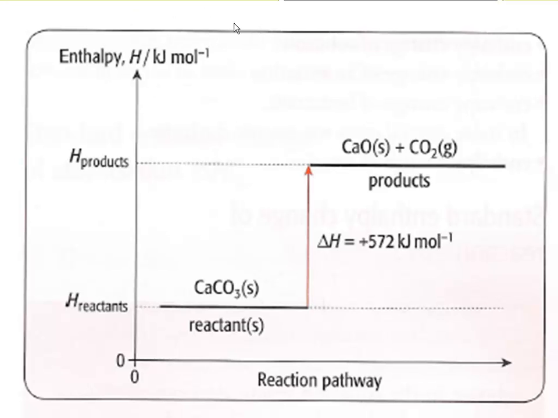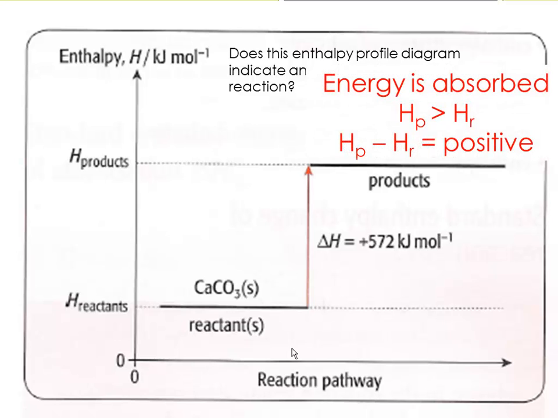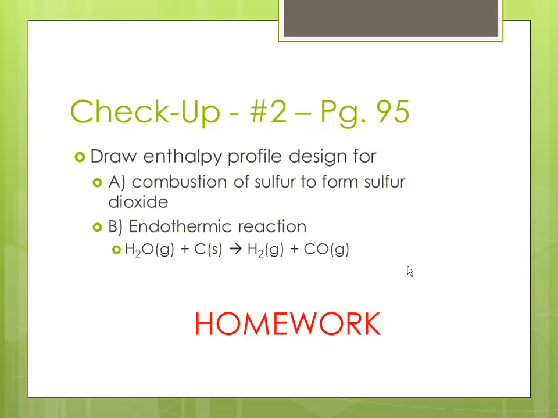Here you have your products are higher than your reactants. So does this enthalpy profile indicate an exothermic or endothermic reaction? Since the product is larger than the reactants, you would get a positive number, hence the positive 572, and it's endothermic. So that plus automatically tells you it's endothermic.